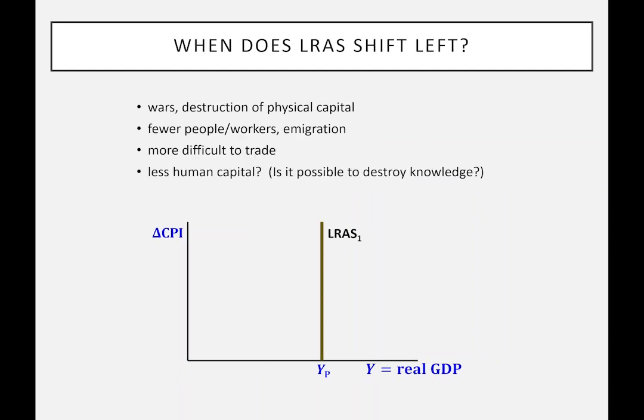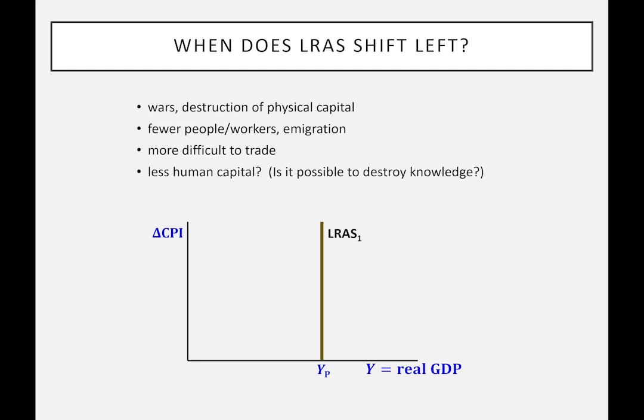So at the same time, well, what kind of things would happen to shift the ability of a country to produce less in the long run? Things like, well, a destruction of physical capital, a war of some sort, fewer people when people emigrate, leave the country. If there are restrictions on trade, it makes it more difficult for people to deal with one another.